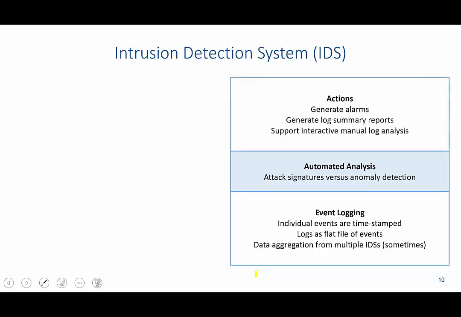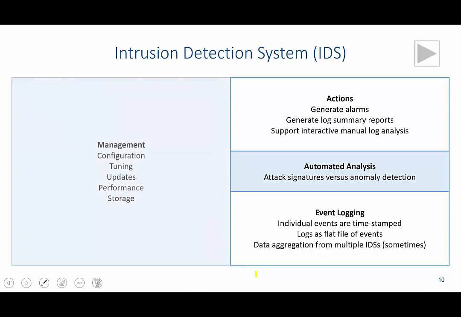Some of the actions that it can take is generate those alarms that we mentioned, a log summary of reports based on the total number of alarms, the number of incidents that have been identified. And then we can also have manual log analysis where people can go in and look specifically at these logs and see more in detail. With management, we have the ability to configure, tune, update, so we can fine-tune all this with the management of an intrusion detection system.